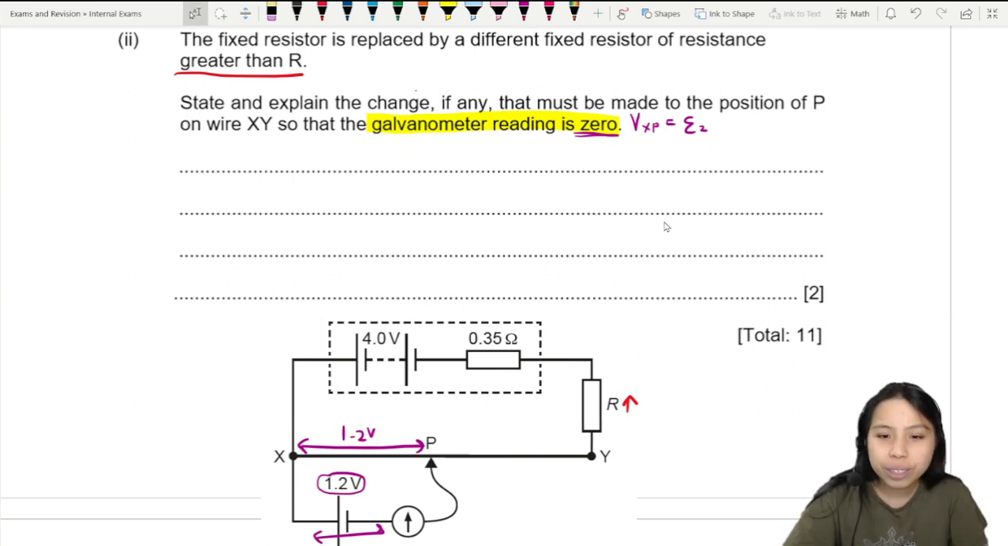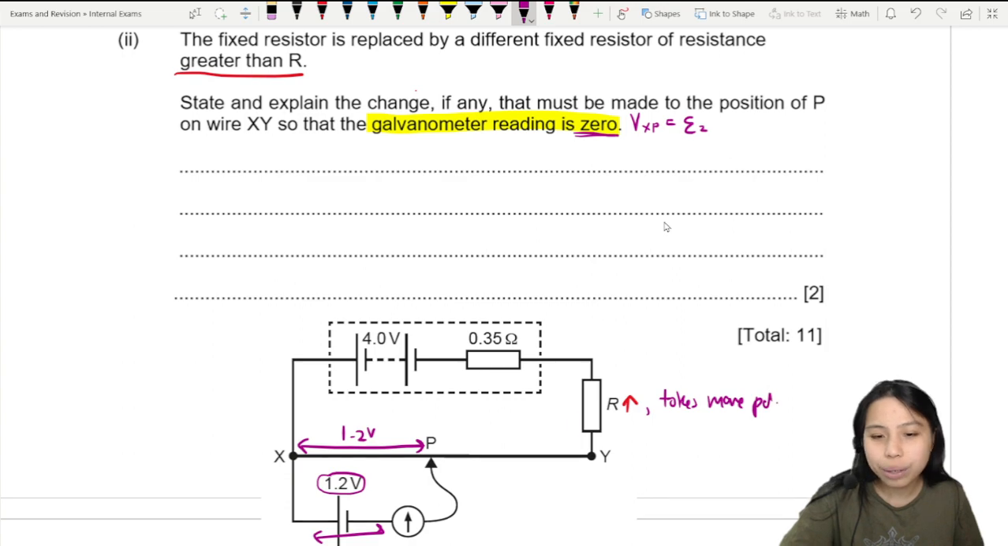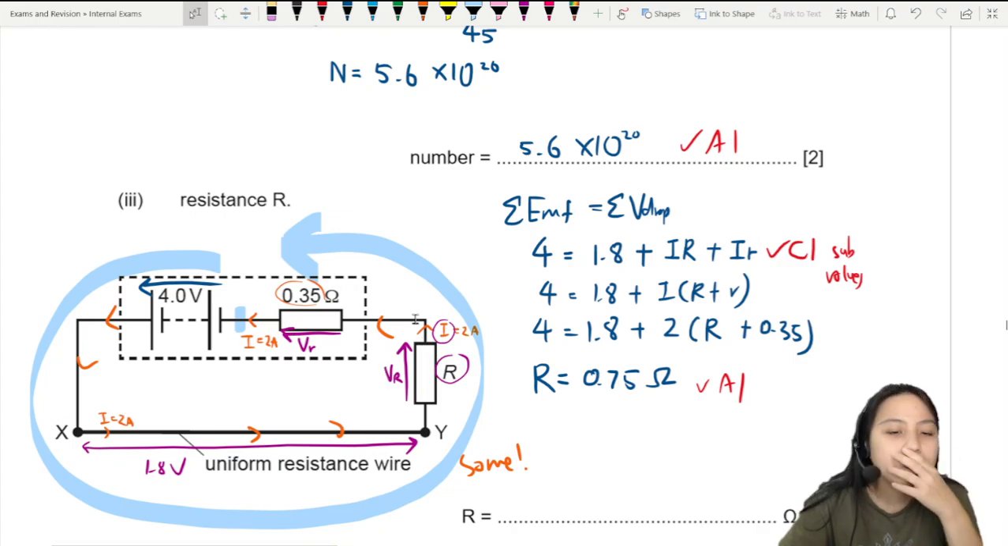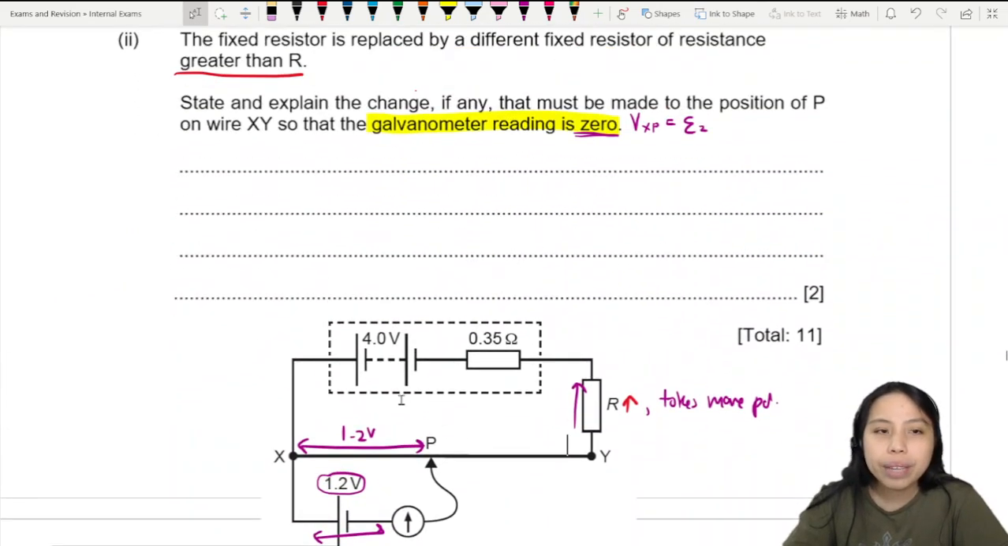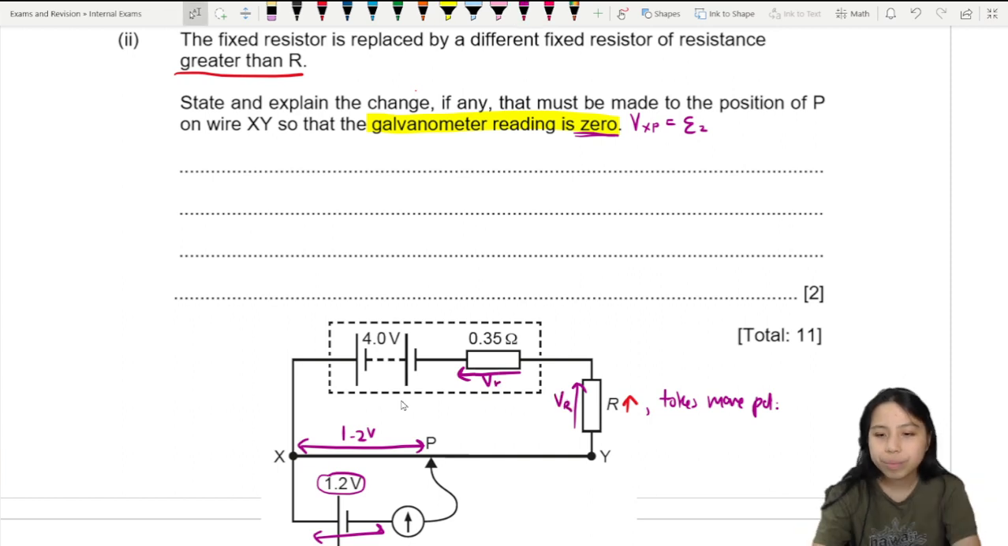Alright, so how do we change? If you have a resistance here that's going to increase, means it takes more share of the potential difference. Here we'll take out more volts now. What was the earlier value? Let's go all the way up. Never mind, I think we'll calculate. Anyway, it'll take more share of the potential difference here. And of course, the internal resistance will have its own share of VR. Main point is it takes more. When you take more, means there's less for the wire itself.